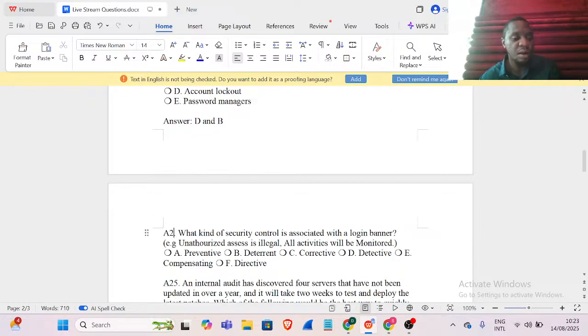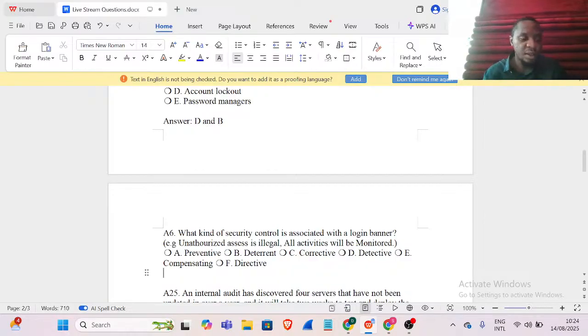It's question number 6. It says some kind of security control associated with login banners. You see those banners on websites here. They state things like unauthorized access is illegal. These are banners that prevent users from entering. So it's a deterrent. It deters you. Here is a deterrent.